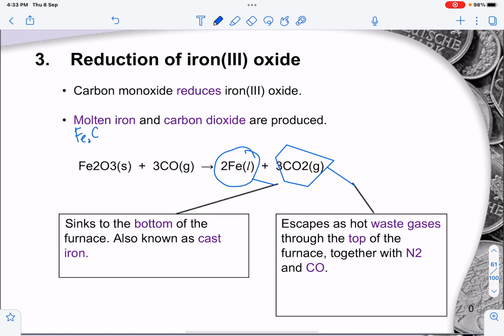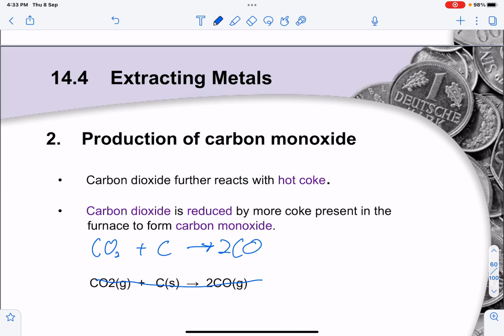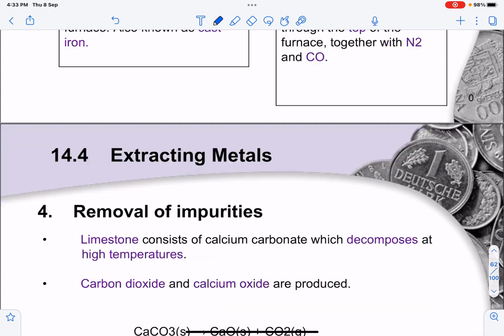So if written properly, it's like this. Okay, it's not CO2, it's carbon monoxide. This is a common mistake. One of the byproducts is CO2. So you can see that we do have no wastage, where carbon dioxide, when formed, goes back to step 2, whereby it can be used to form more carbon monoxide again by just adding more coke.